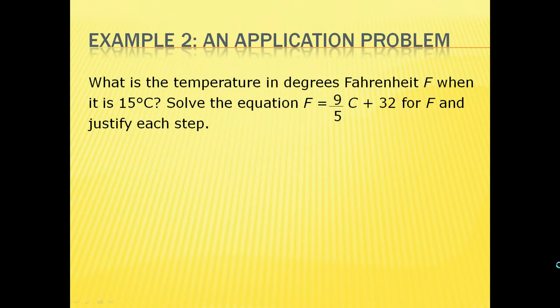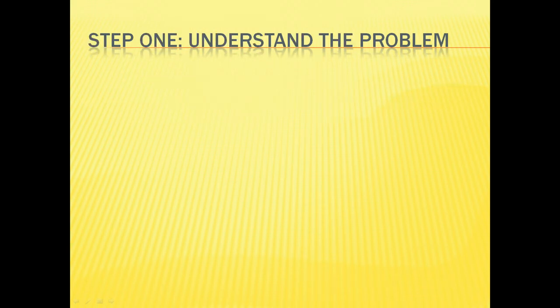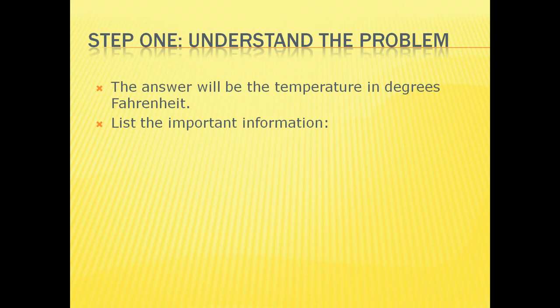Let's use an application problem. What is the temperature in degrees Fahrenheit when it is 15 degrees Celsius? Solve the equation Fahrenheit equals 9/5 Celsius plus 32 for Fahrenheit and justify each step. Step 1 is to understand the problem. The answer will be the temperature in degrees Fahrenheit, and we need to list the important information. We were given a formula to find Fahrenheit, and we know that it is 15 degrees Celsius.